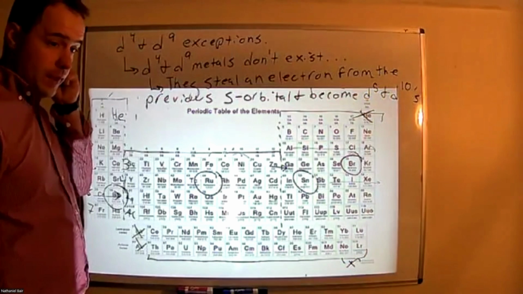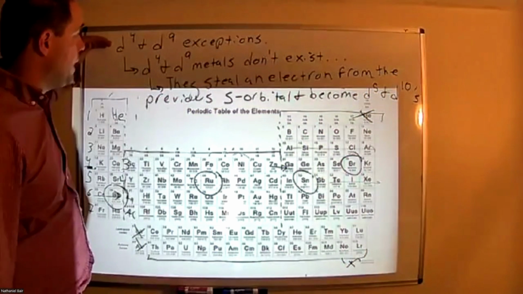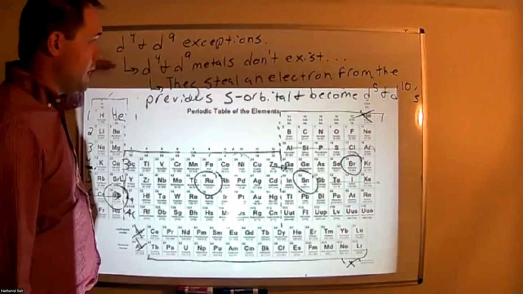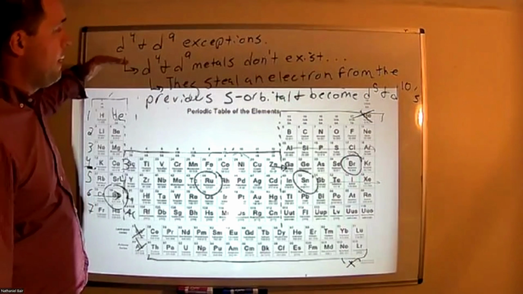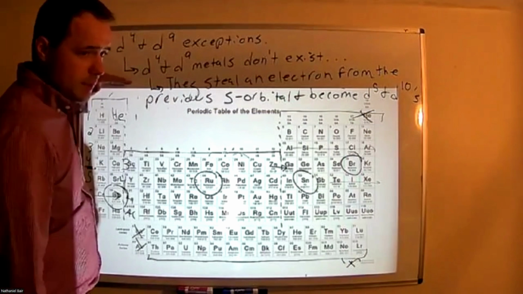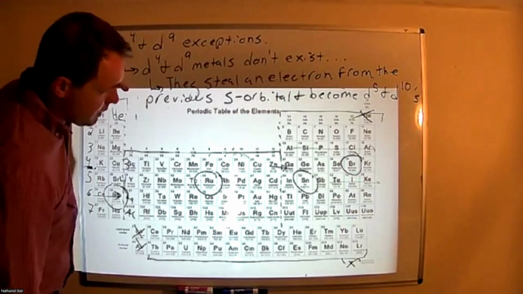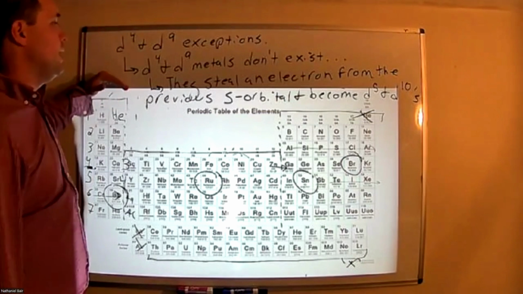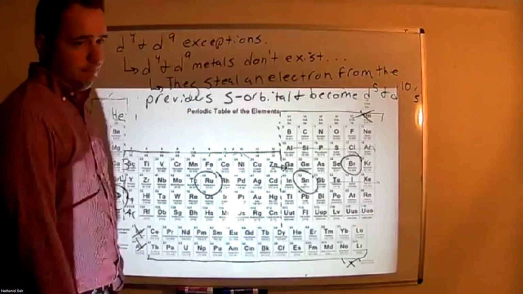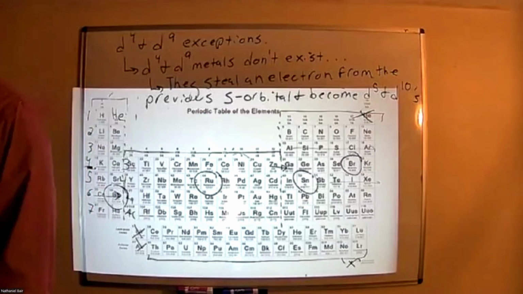I will explain. Write that down. D4 and D9 exceptions. D4 and D9 metals don't actually exist. They instead steal an electron. It is more stable for them to steal an electron from the previous S and become a D5 or a D10. Write it down. We'll talk about what it means.